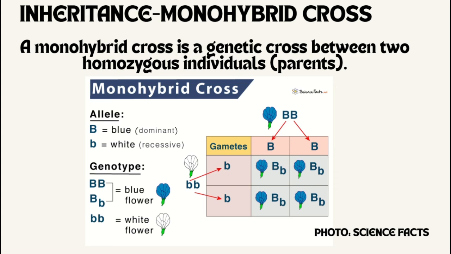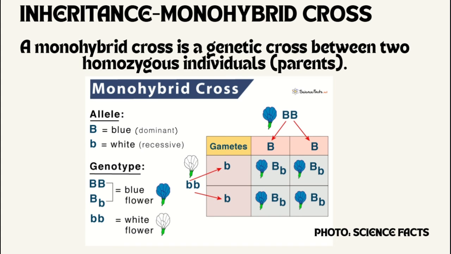Then the last thing we're going to mention is, well, this is not the last thing, I think, but different inheritance. So basically, how inheritance works. As I said, the entire point of all of this is to find out how genes are passed on. So we're going to talk about the monohybrid cross first, and then we'll talk about dihybrid afterwards.